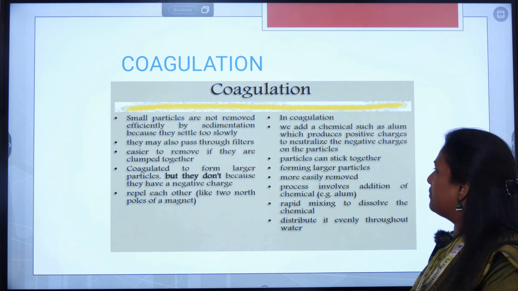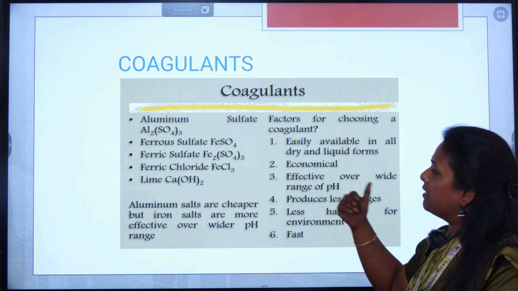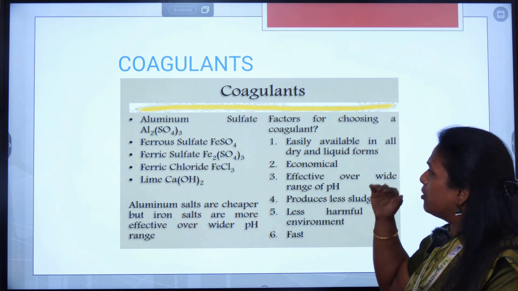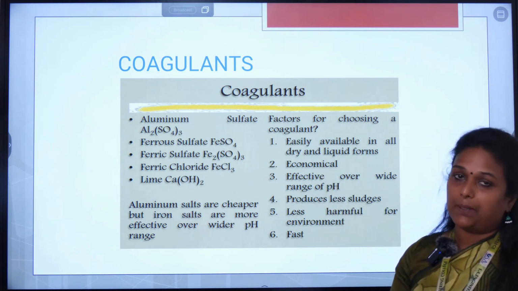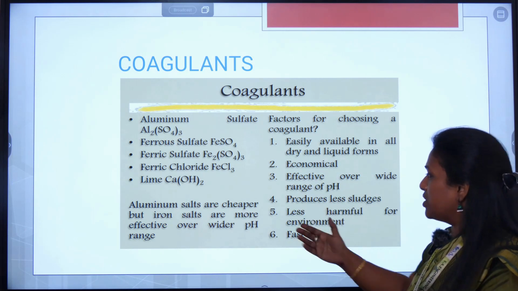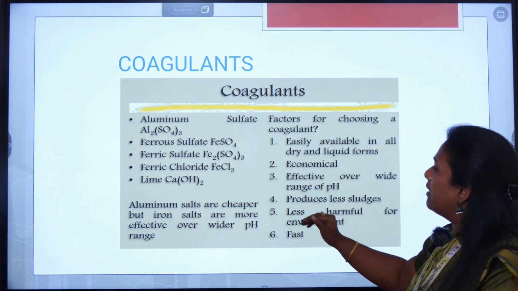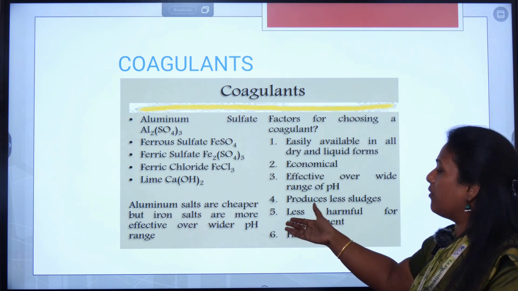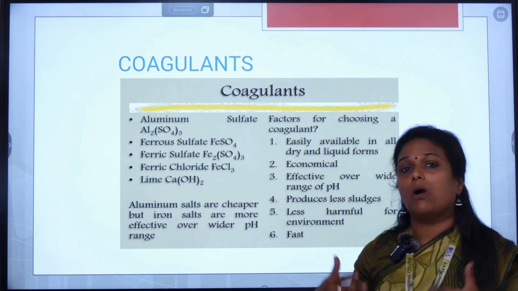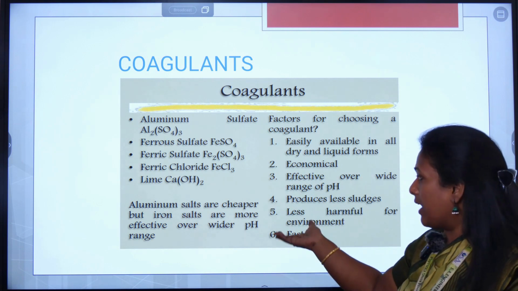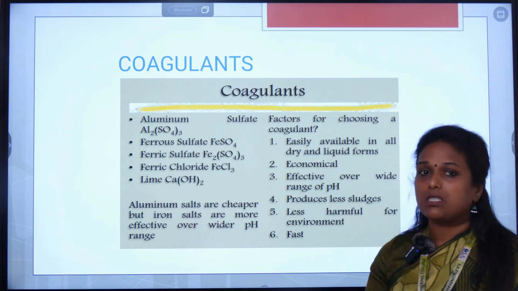What coagulants we generally add are aluminum sulfate, ferrous sulfate, ferric sulfate, ferric chloride and lime. The most commonly used is aluminum sulfate, which is widely called alum. Alum is cheaper, but iron salts, all the ferrous, ferric and ferric chloride, are more effective for a wider range of pH, because water may have different pH levels. So under different pH, the iron salts work better, but the aluminum salts are widely used because they are very cheap.